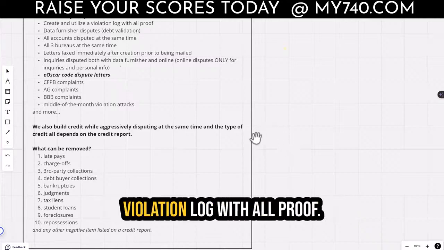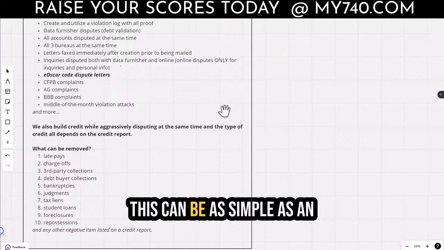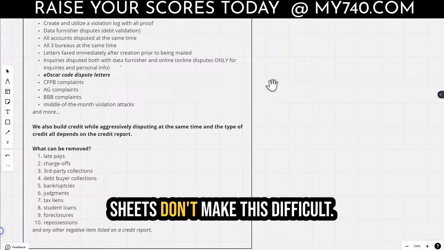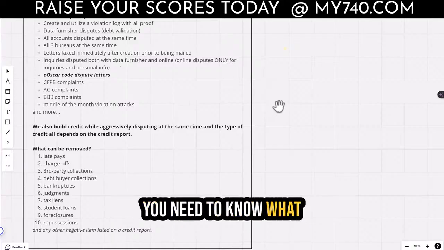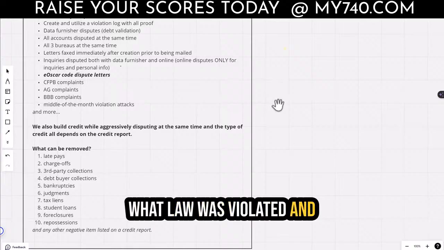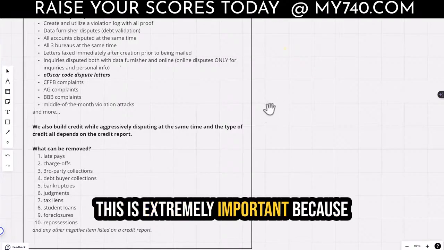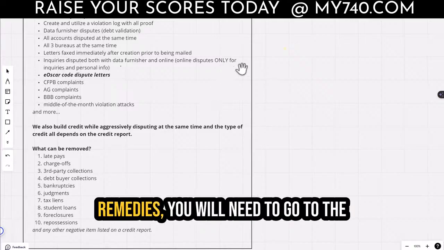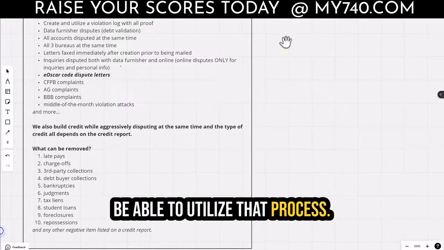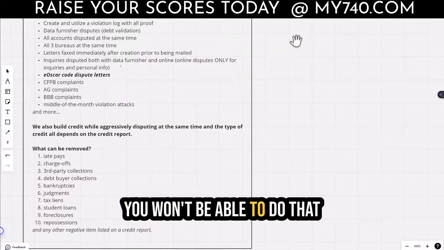Create and utilize a violation log with all proof. This can be as simple as an Excel spreadsheet, Google Sheets. Don't make this difficult. You need to know what was the violation, when did it occur, how did it occur, what law was violated, and save your attachments. This is extremely important because once you've exhausted all your remedies, you will need to go to the CFPB with all your proof. Then you'll be able to utilize that process. If you don't have the proof, you won't be able to do that.